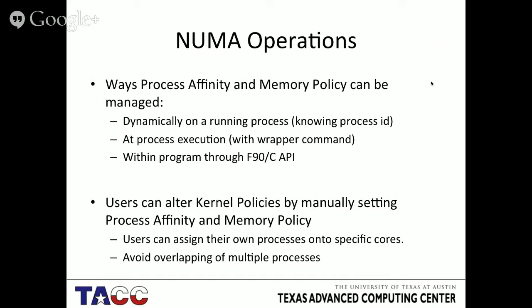You can change it within the code using an explicit API that controls affinity settings, typically with get sched affinity or set sched affinity, and you provide a mask that says, okay, these are the places where I want you to place tasks. These are the places that I want you to allocate memory. Or you can do it at process execution. So you have a wrapper that says, hey, I'm going to run this code. I want to apply these general settings for my affinity. And that's actually what we normally do here at TACC.